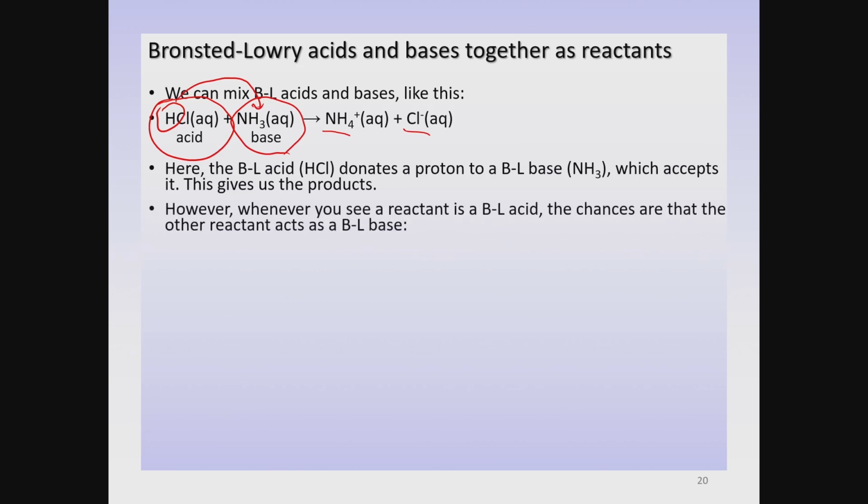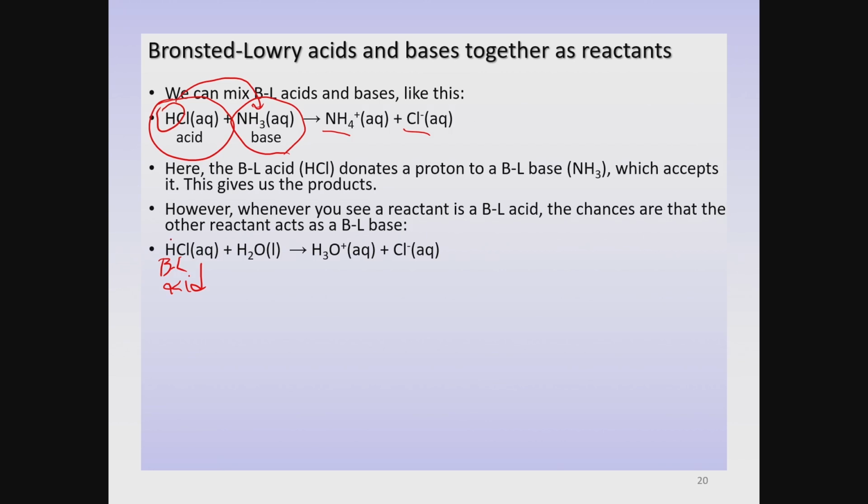However, whenever you see a reactant that is a Bronsted-Lowry acid, the chances are that the other reactant acts as a Bronsted-Lowry base. So here you probably recognize that HCl is a Bronsted-Lowry acid. So the question is, water here, this other reactant, is it somehow acting as a base? We can check that. The way we check is we know it's acting as a base if it's accepting a proton in the reaction.